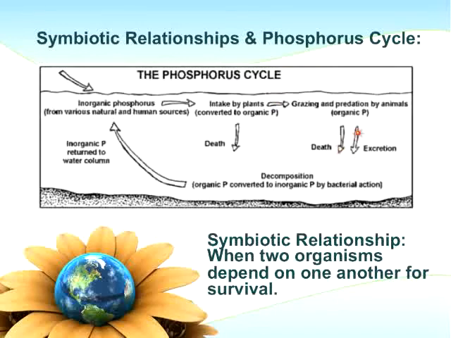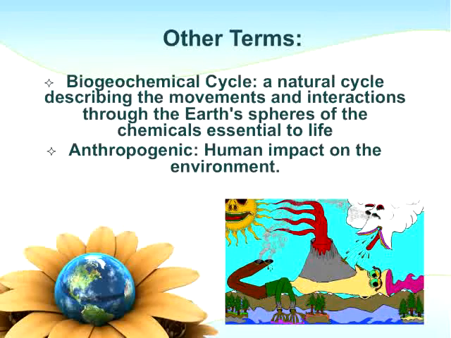You then have these animals dying or excreting, and this being broken down by decomposers. And the same with the plants if they die. These decomposers then put the inorganic phosphorus into the water column, which eventually ends up back in the human's body. So it's a process that just goes around and around.